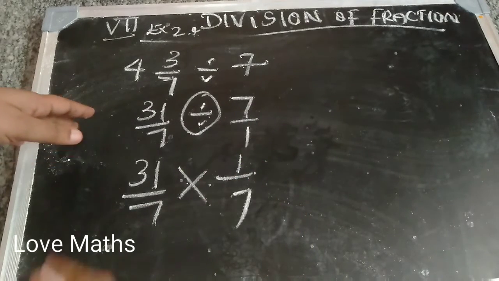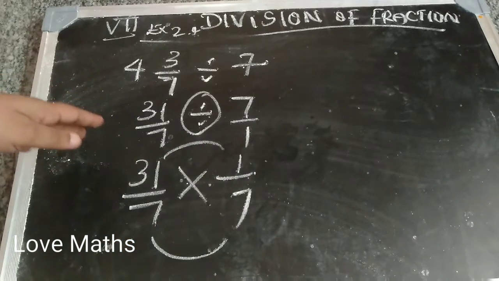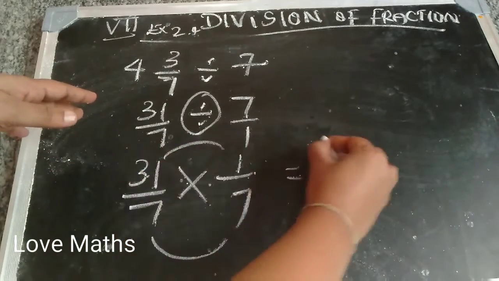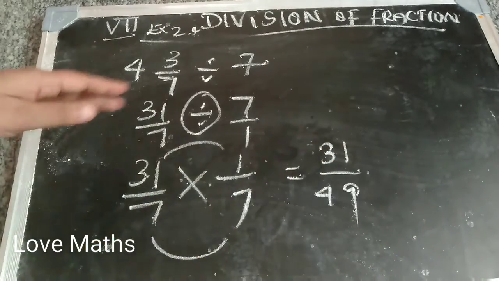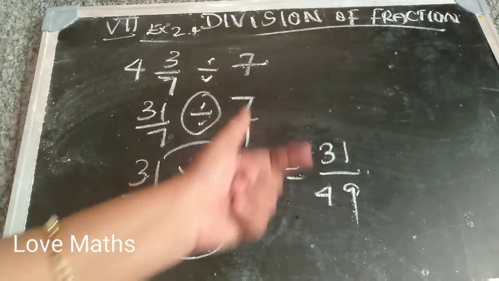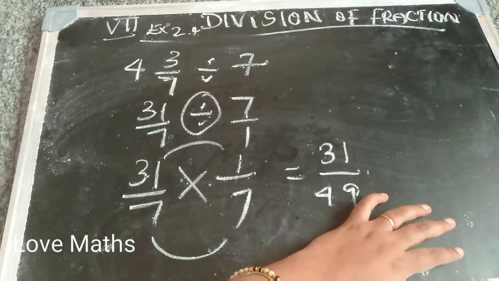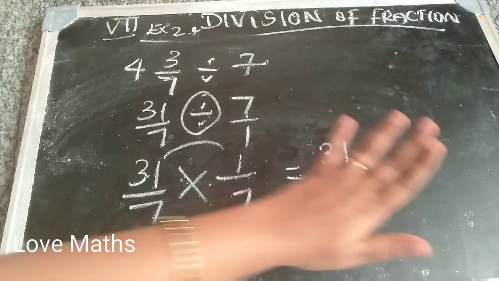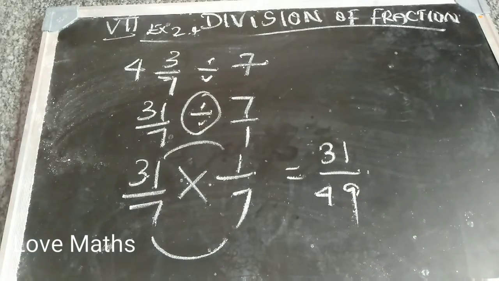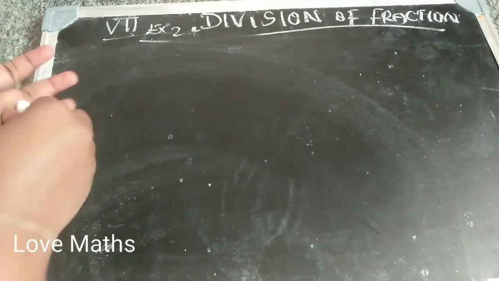Okay, now what shall I do? Multiplication as usual: numerator into numerator, denominator into denominator. So 31 into 1 is 31, 7 7s are 49. If I can simplify to the lowest form, if there is a common number that divides both, you can, otherwise leave the answer like that. Is it clear? So next we have to solve another one.